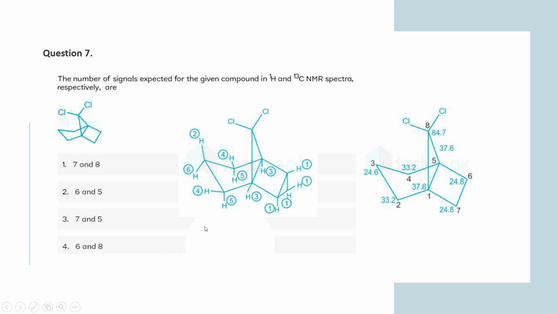So you have to remember, for these kinds of particular examples, the chemical environment of the protons matters a lot, which leads to different signals in the case of the diastereotopic protons. Thus the correct option for the question, the number of signals expected for the given compound, will be 6 and 5. The diastereotopic protons gave us different signals, whereas the anisotropic protons gave us only one kind of signal. Thus 6 signals in 1H and 5 signals in the 13C spectrum.